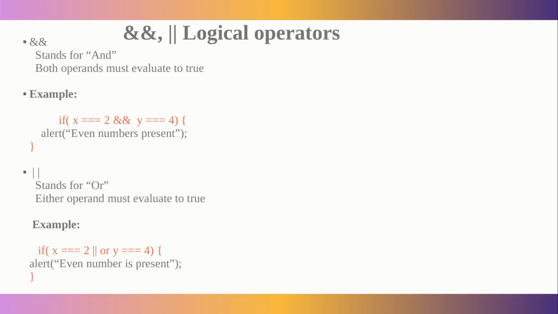In contrast, take the second example. In this case, the conditional evaluates to true if either x or y is 2 or 4. The AND logical operator will evaluate to true if both operands are true, whereas the OR operator will evaluate to true if either one of the operands is true. And we will use these in our project as well. With that, let's go ahead and discuss the last topic before we move on to writing some code.